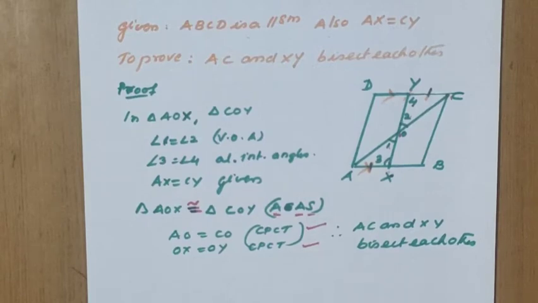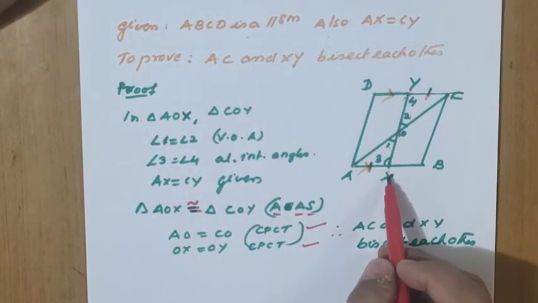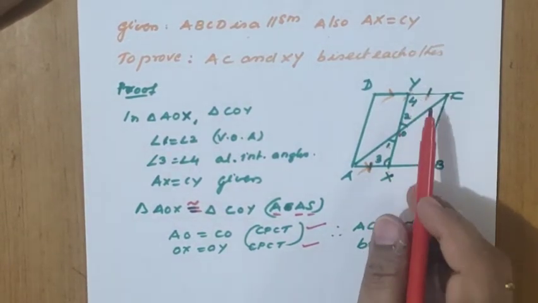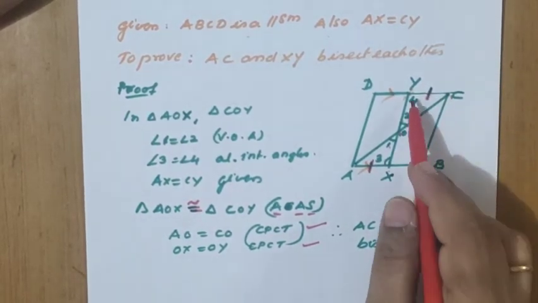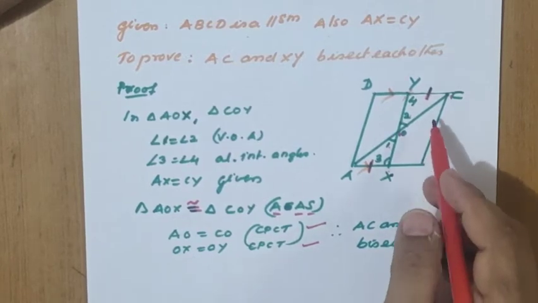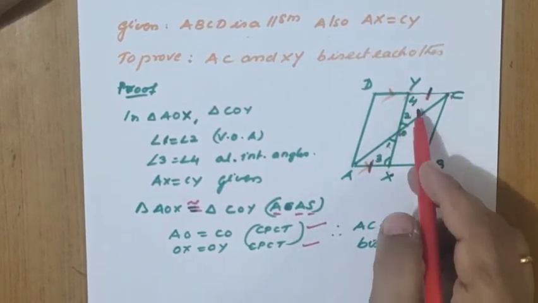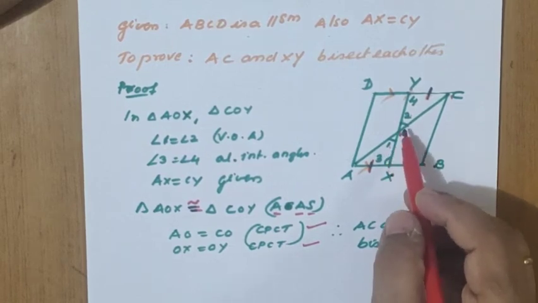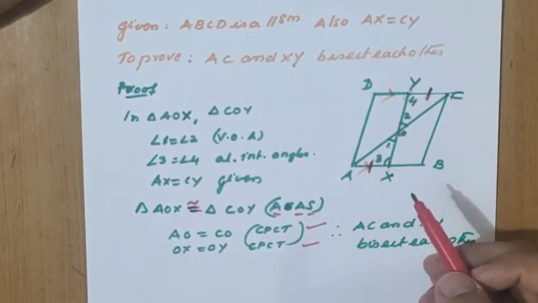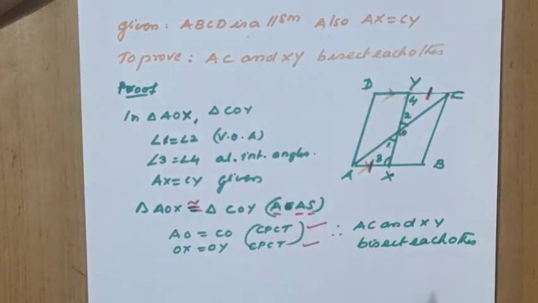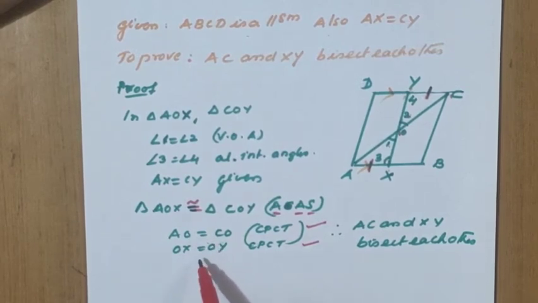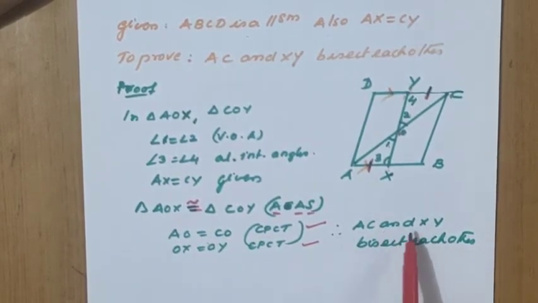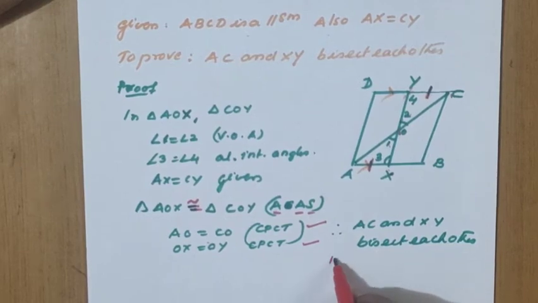So what is the question here? It is given that it is a parallelogram. In that parallelogram, it is clearly instructed that X is on the side AB and Y is on the side CD, such that AX equal to CY. The diagram is not given, so we should work according to the question only. Now we get two triangles by joining X and Y. Two angles and one side are equal, so by AAS criteria these two triangles are congruent. By the result of CPCT, we can write AO equal to CO, OX equal to OY. That shows that AC and XY bisect each other, hence proved.